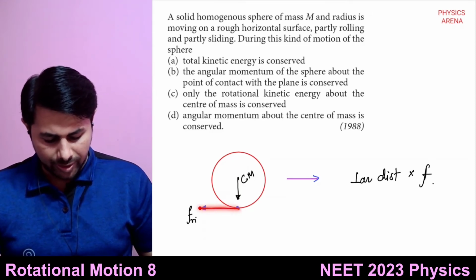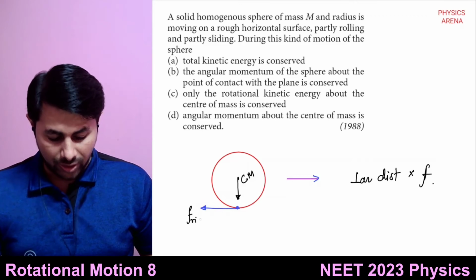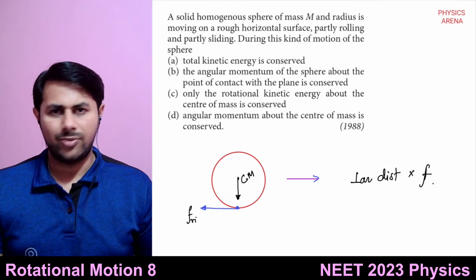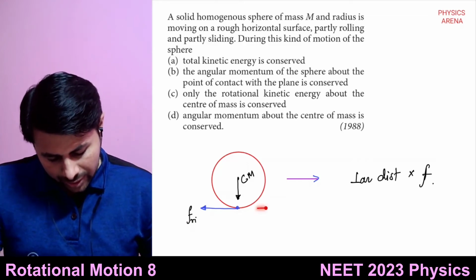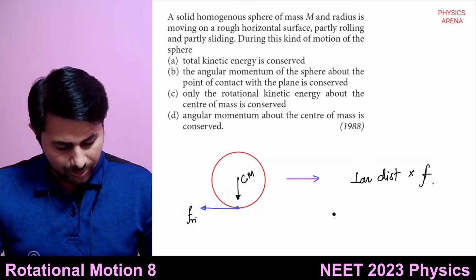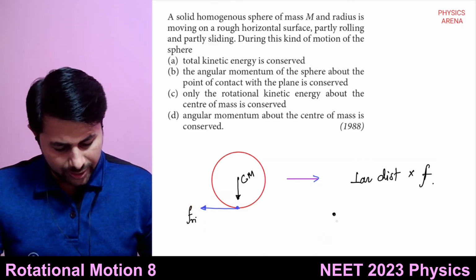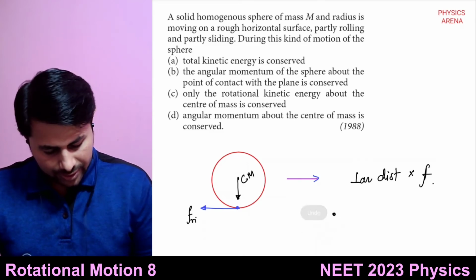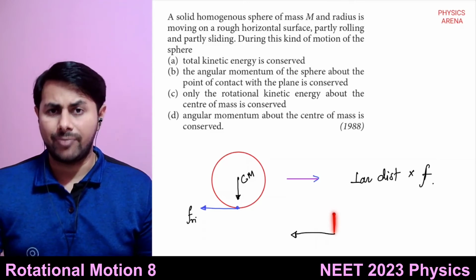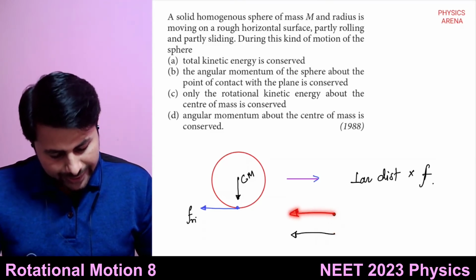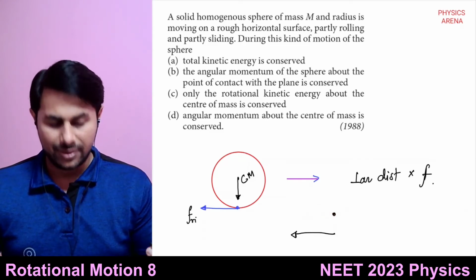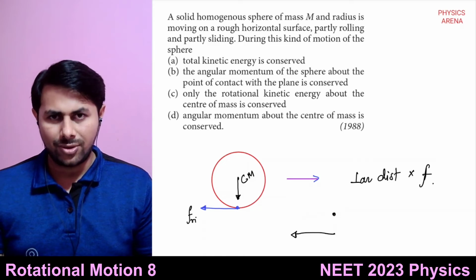Okay, so how much is the perpendicular distance of this force, the frictional force, for this point? The perpendicular distance is 0 because the frictional force passes through this point. If you consider, let's say, another point, and the force is like this, then there would be some perpendicular distance, this much. But if the force itself passes through the point, then there is no perpendicular distance, right? So torque will be equal to 0.